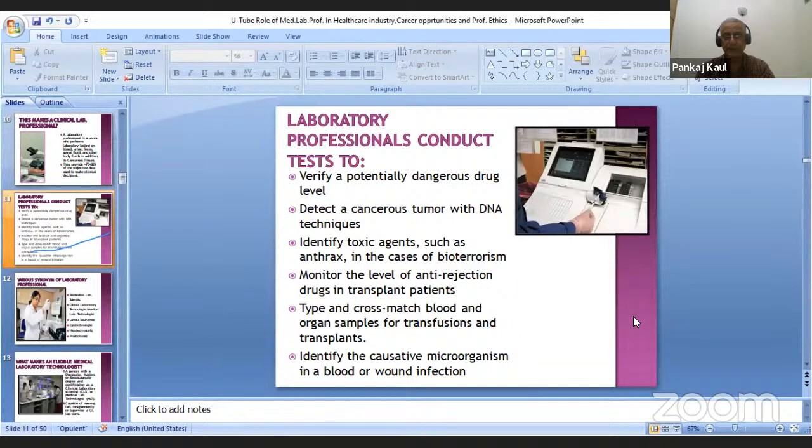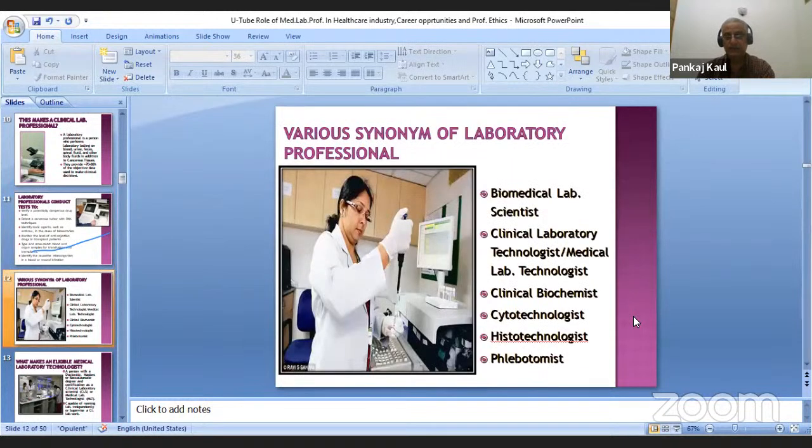Laboratory professionals conduct tests to verify potentially dangerous drug levels, detect a cancerous tumor with DNA techniques, identify toxic agents such as anthrax in cases of bioterrorism, monitor the level of anti-rejection drugs in transplant patients, type and cross-match blood and organ samples for transfusions and transplants, and identify the causative microorganism in a blood or wound infection. Such is the vast area in which we are working.